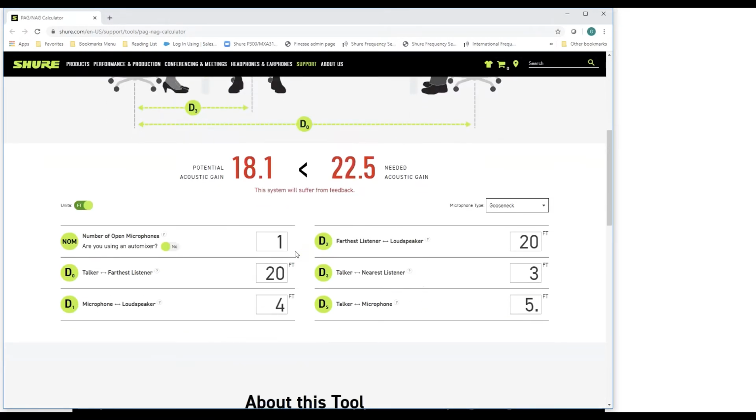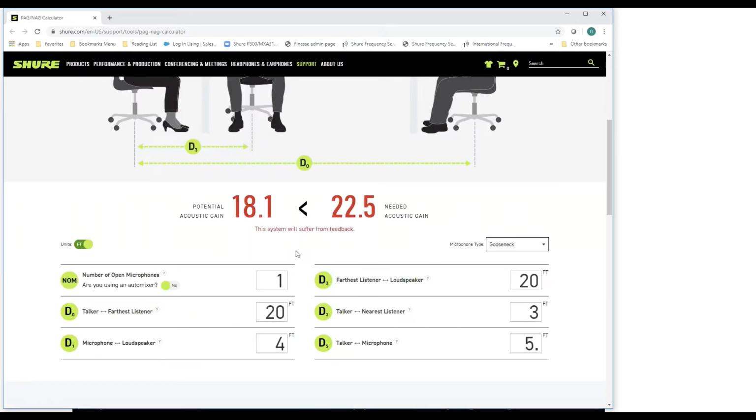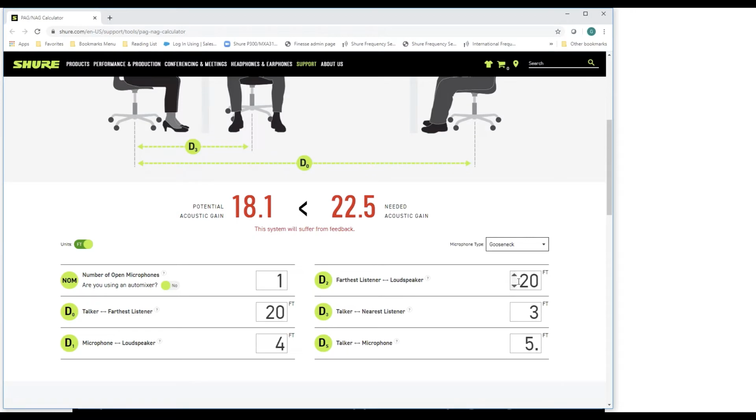So what's another thing I could do? Well, I could try moving the loudspeaker closer to the talker or further away from the microphone. So let's see, if I move this loudspeaker just a little bit closer, well, it actually has to be a lot closer. Remember, I said you need to double distances.